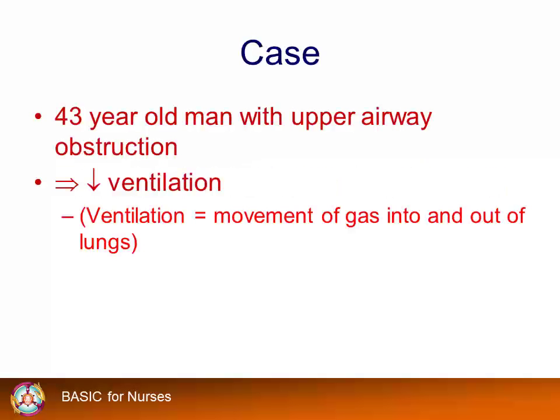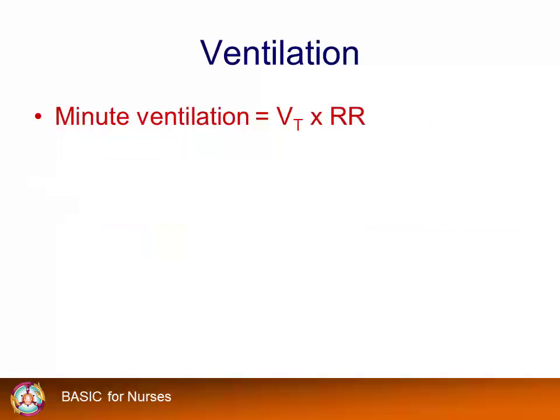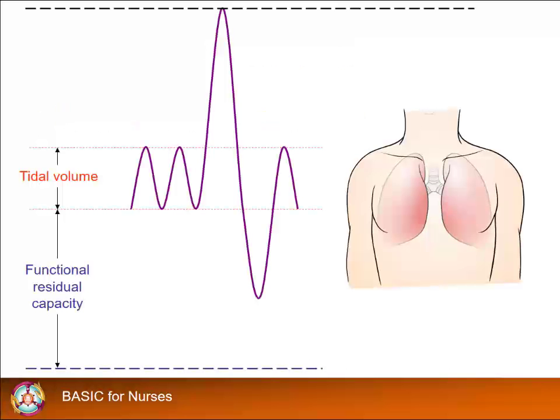A 43-year-old man presents with upper airway obstruction, which will tend to decrease the movement of gas into and out of the lungs, which is known as ventilation. The minute ventilation is the volume of gas that moves in and out in a minute and is determined by the tidal volume and the respiratory rate. To remind you, the tidal volume is the volume of air that moves in and out of the lungs during quiet breathing.